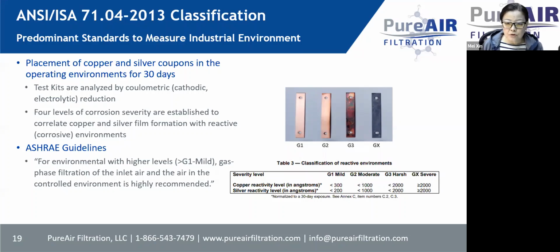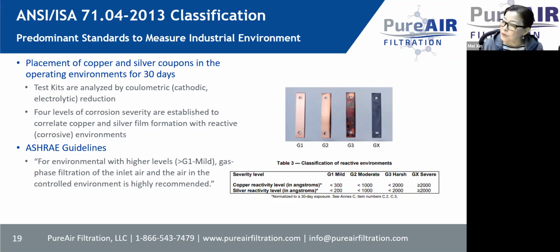And this standard gives you four levels of corrosion severity, established to correlate copper and silver film formation with reactive environments. So from G1, G2, G3, to GX: at the lower grade, G1, you probably have mild corrosion, or maybe you don't have a corrosion environment. Up to G2, G3, you have to take some actions to prevent further corrosion. And GX means you have to do something right now. It's the worst case.